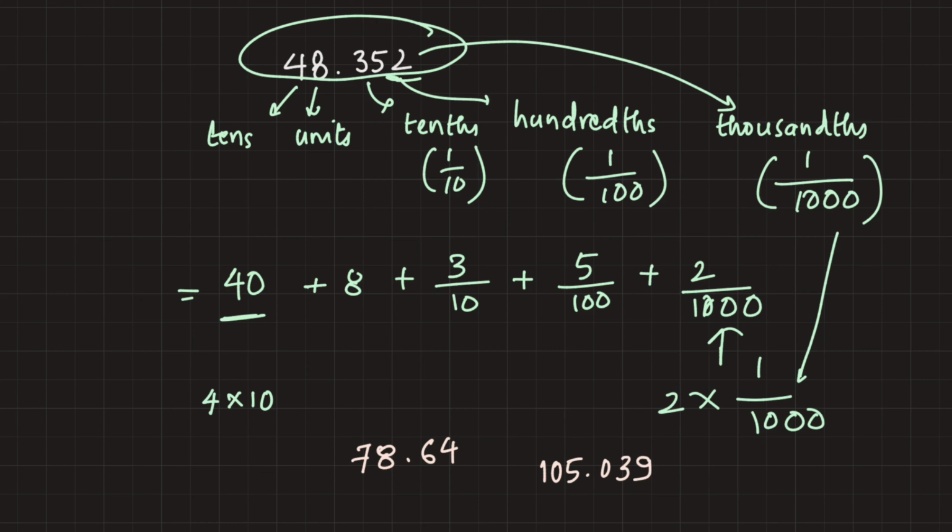So we read it as 105.039. We don't say 105.039 or 105.39. We simply read it as 105.039.